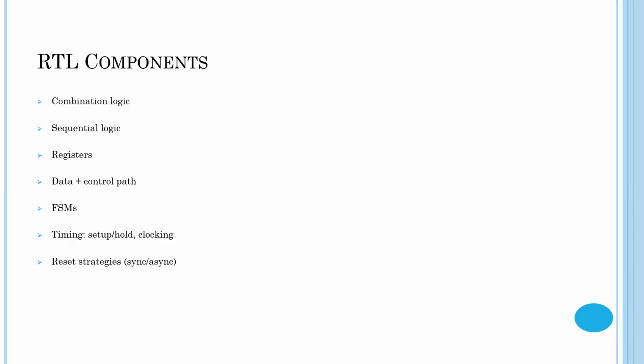Now, we will discuss the key building blocks of RTL design. Register transfer level describes digital hardware in terms of data flow between registers and the logic that processes that data. The first component is combinational logic. This includes logic gates, adders, multiplexers, comparators, and any circuit whose output depends only on the current inputs. There is no memory involved. Typical examples include arithmetic units and Boolean logic.